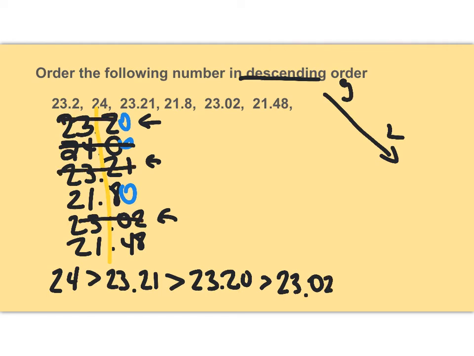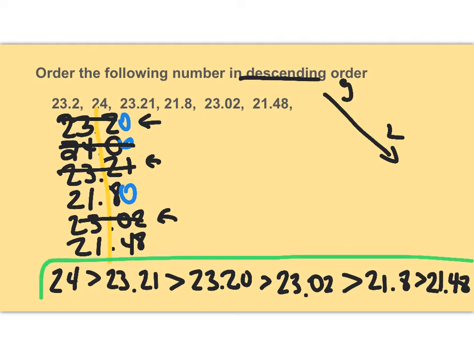Now I'm looking at 21. I have 21 and 48 hundredths and 21 and 80 hundredths. 80 is greater than 48, so 21 and 80 hundredths, or 8/10, is greater than 21 and 48 hundredths. This, boys and girls, is my numbers ordered in descending order, from greatest to least.